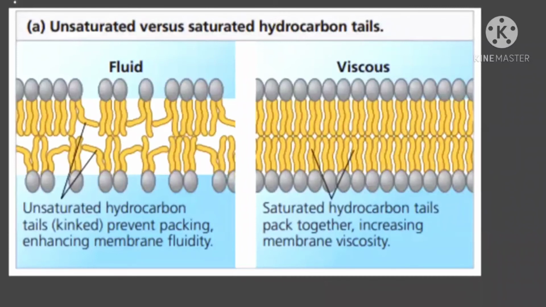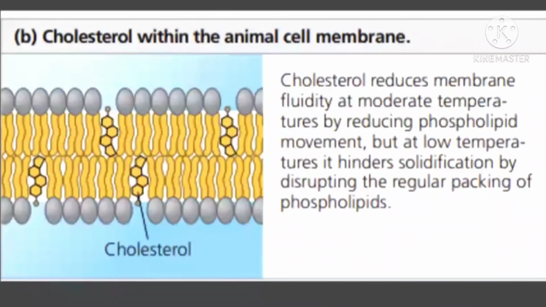Understood up to here? Now, what is the role of cholesterol? Cholesterol will reduce membrane fluidity at moderate or high temperature by reducing phospholipid movement. So when the temperature is high, it will not allow the phospholipids to move easily. But at low temperature, it will not allow them to solidify either. So it is working as a buffer. It does not allow too much fluidity, nor viscosity.